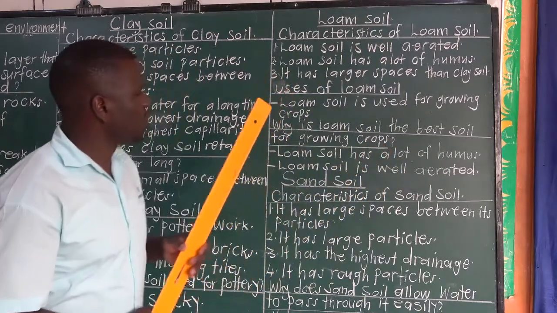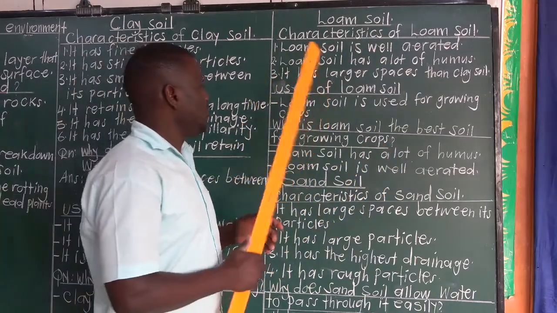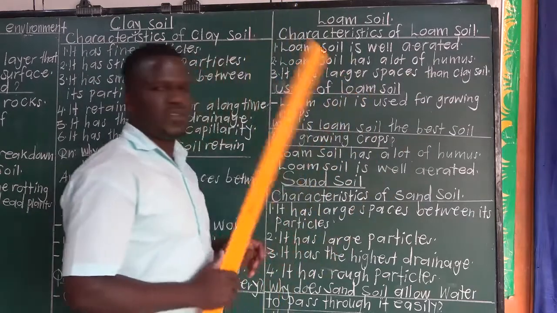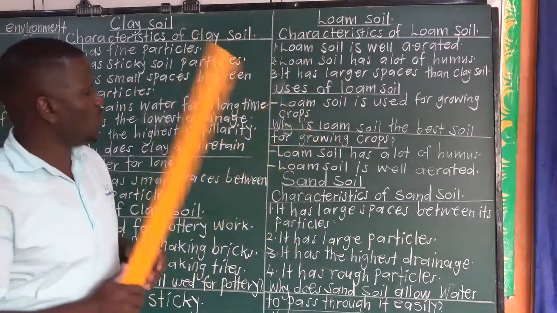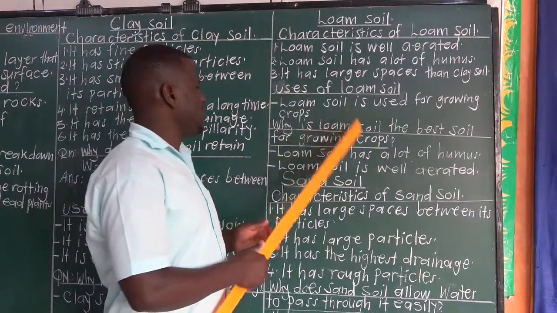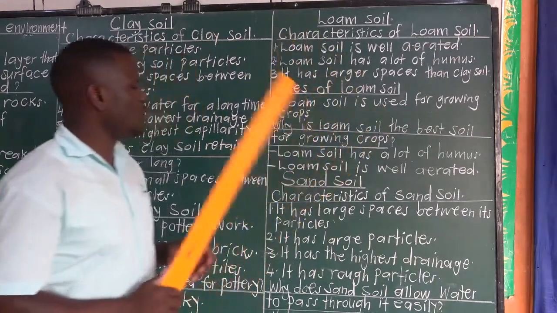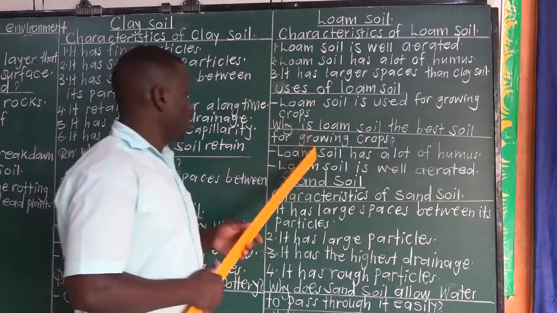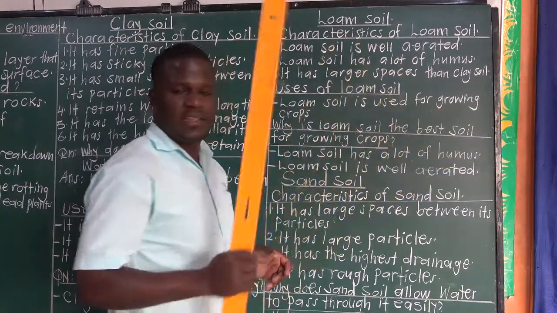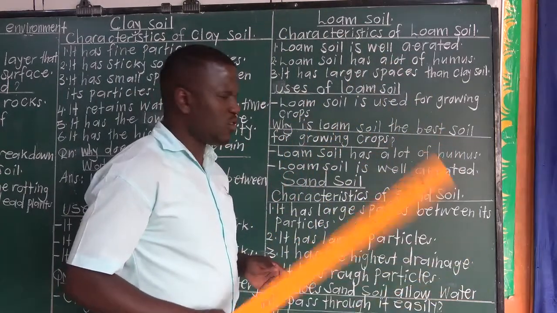Then the use of loam soil: it is used for growing crops. Why is loam soil the best soil for growing crops? Answer: loam soil has a lot of humus. That's why it is the best soil for growing crops.